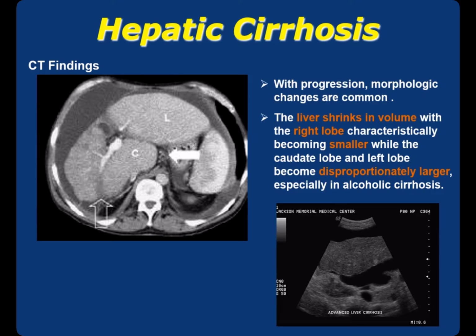With progression, the morphologic changes are common. The liver shrinks in volume with the right lobe. We can see the right lobe of the liver is shrinking, while the caudate lobe and also the left lobe become disproportionately larger, especially in alcoholic cirrhosis.